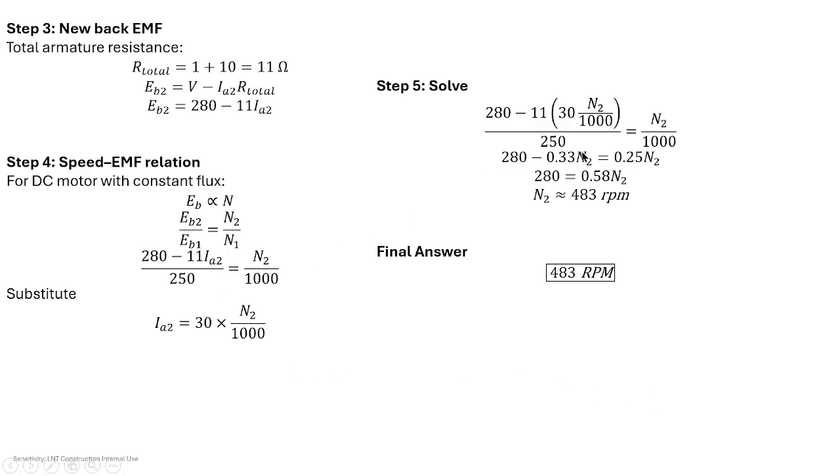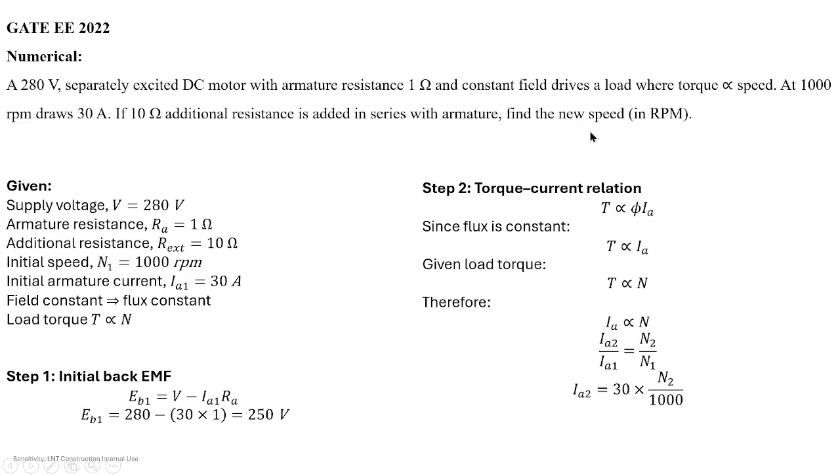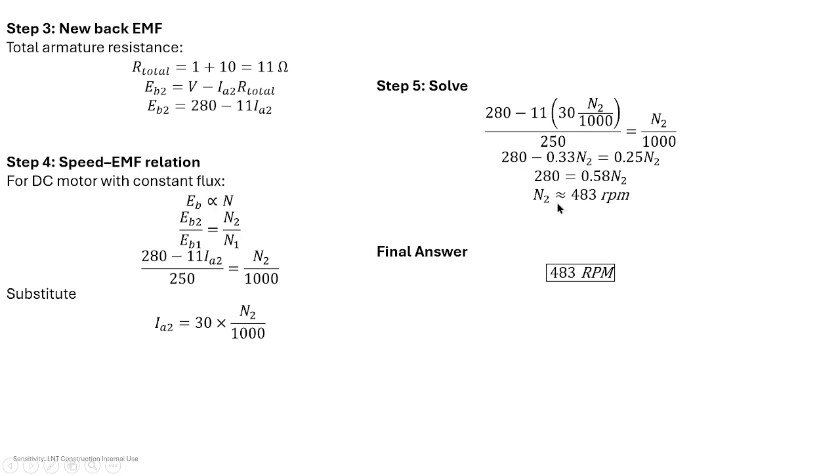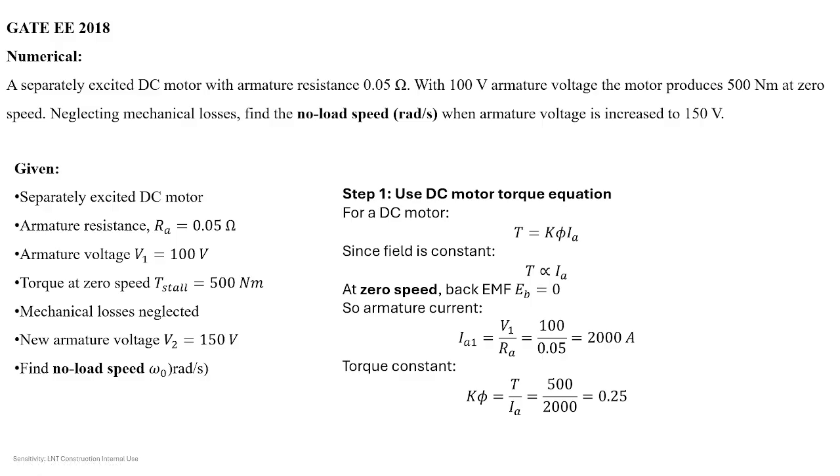So we can find that N2 is equal to 483 rpm. If we solve this equation, then N2 is equal to 483 rpm is the solution of this question. Find the new speed. So N2 is the new speed and the value of N2 is 483 rpm. Now move to the next question, guys.